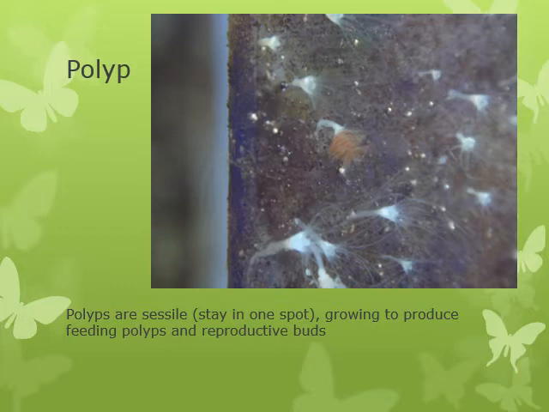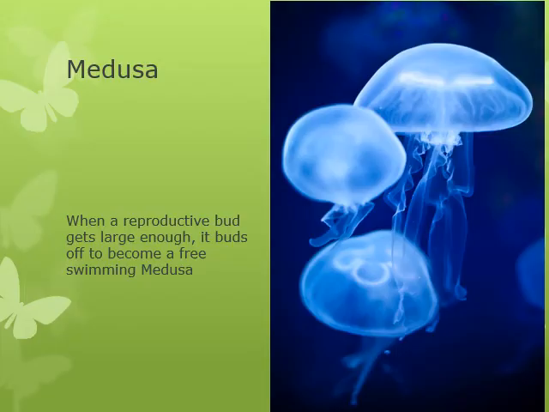So these polyps can be seen here. They stay in one spot. They're sessile, and they grow to produce feeding polyps and reproductive buds. That's their job. The Medusa becomes that free swimmer. And it's the Medusa that you most often run into, usually accidentally.